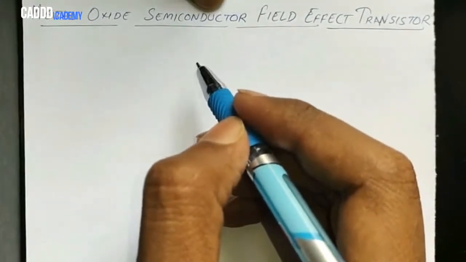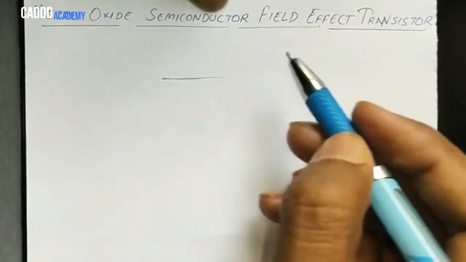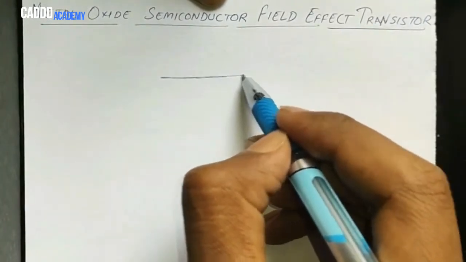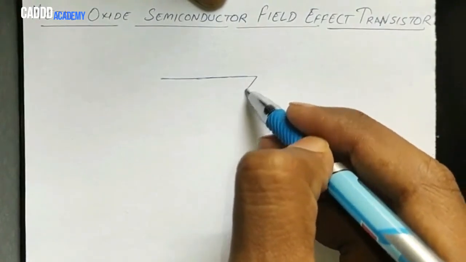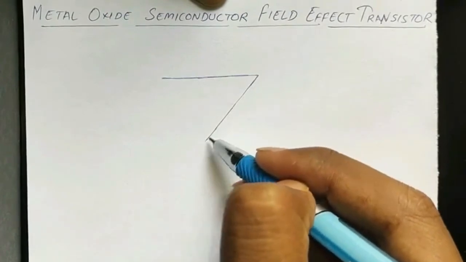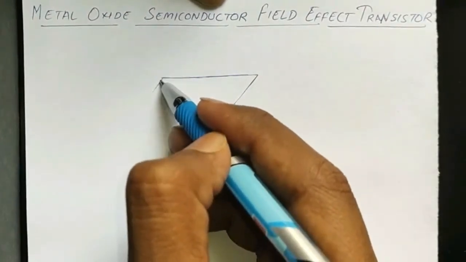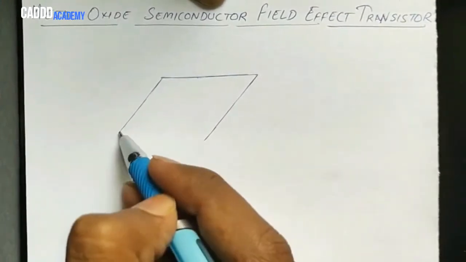In this lecture we will study the metal oxide semiconductor field effect transistor, which is generally called MOSFET. We will understand the working of the MOSFET in this lecture. So first of all, I am drawing a diagram which will give you a brief idea of how the MOSFET is constructed and how it is made and how it is working. We will see all these things in the lecture.